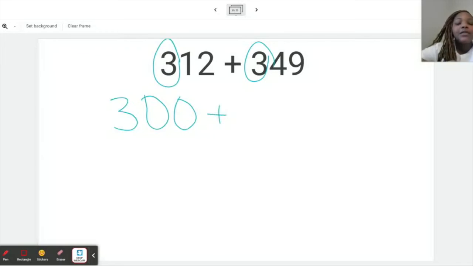And I also have another 3 in the 100 spot. So I'm going to write 300 again. And my zeros represent the 2 numbers that are behind my 100 spot.